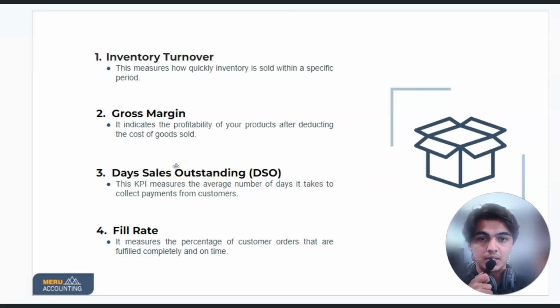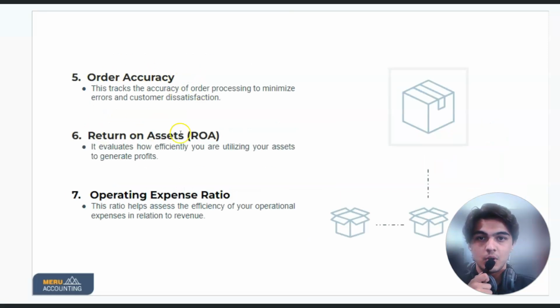This indicator will measure the average number of days it takes to collect the payments that were outstanding from the customers. And fourthly, fill rate. This indicator will measure the percentage of the customers' orders that are fulfilled completely and on time. Next is order accuracy. This indicator will track the accuracy of the order processing to minimize any errors, or to minimize customer dissatisfaction with your product or with your service.